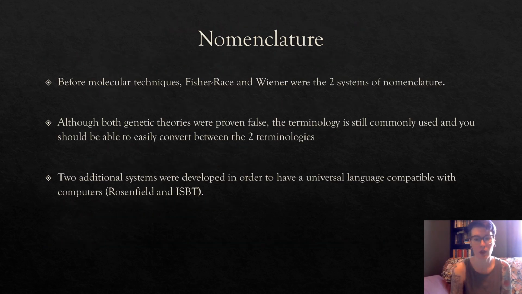Fisher-Race and Wiener are the two systems of nomenclature before molecular techniques were around. There are two additional systems now, but Fisher and Race and Wiener are still used frequently, and you should be able to understand what they mean. We'll go over them a lot more on the next couple slides.